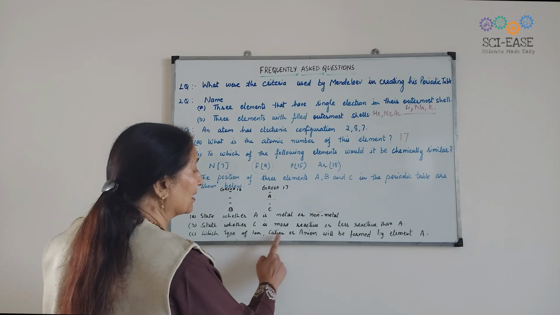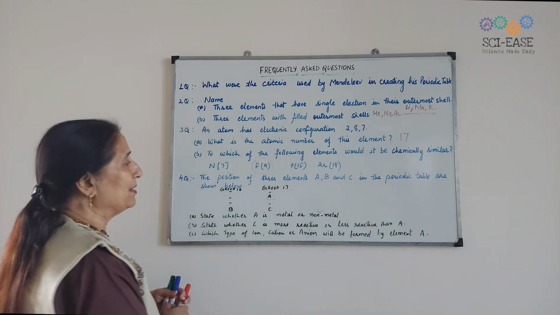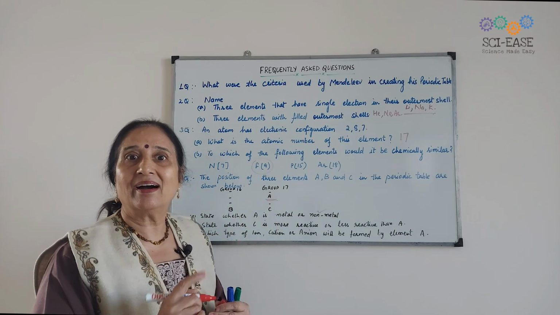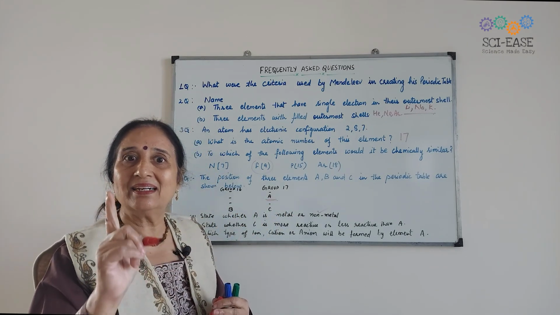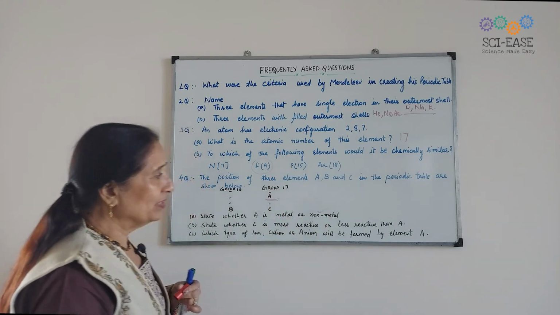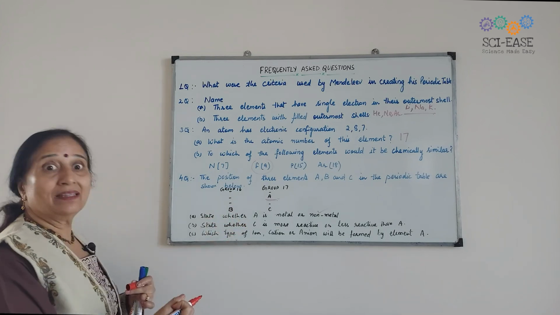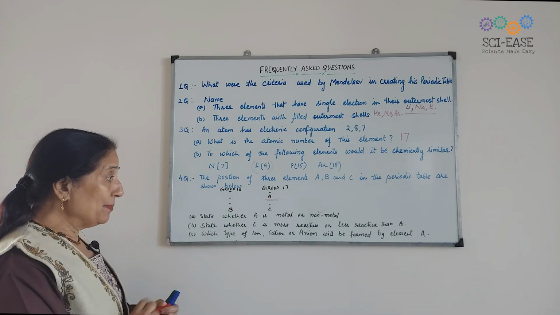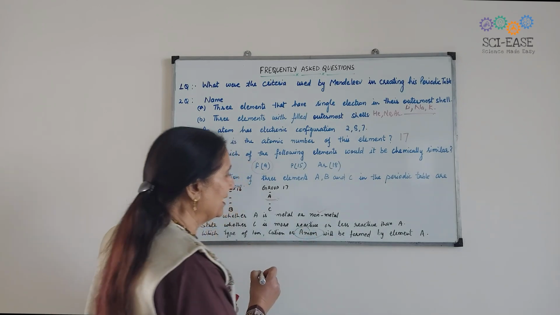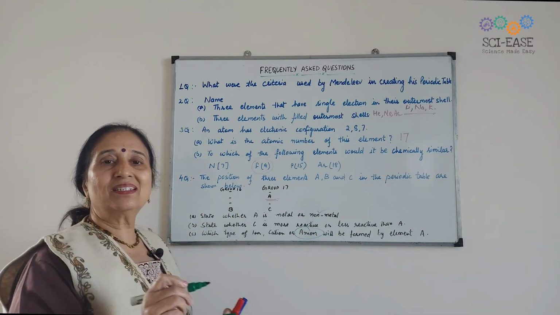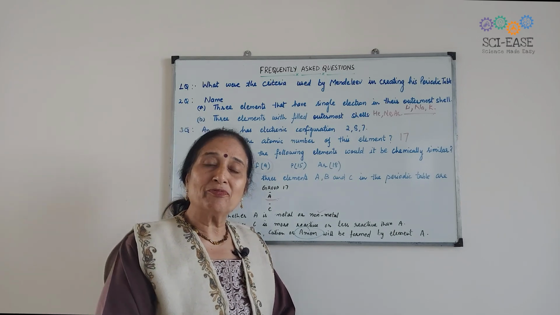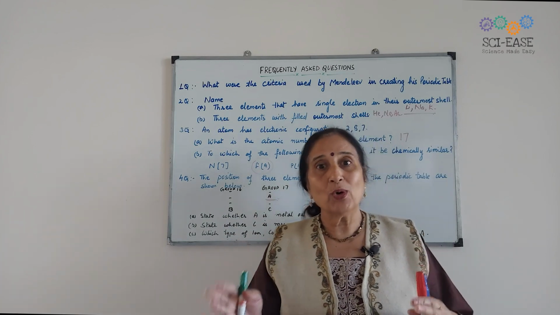Which type of ion, cation or anion, will be formed by element A? Will it lose or gain? It has one electron less than the noble gas. So what will it do? It will gain the electron. When an element gains an electron, this will result in the formation of an anion. Okay, this will result in the formation of the anion. Okay, so such types of questions you will find in your board exam.